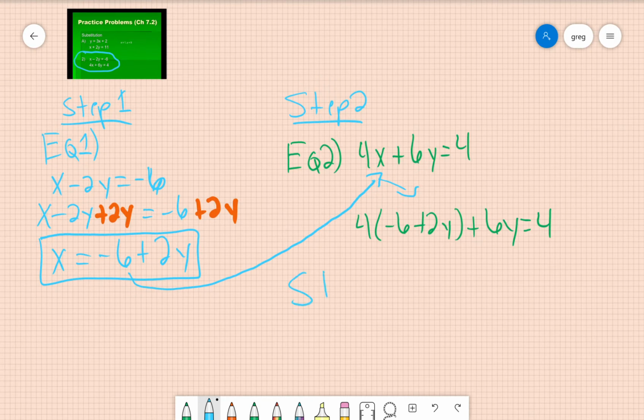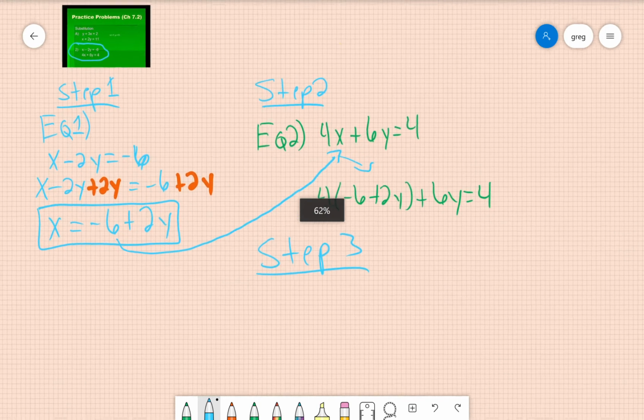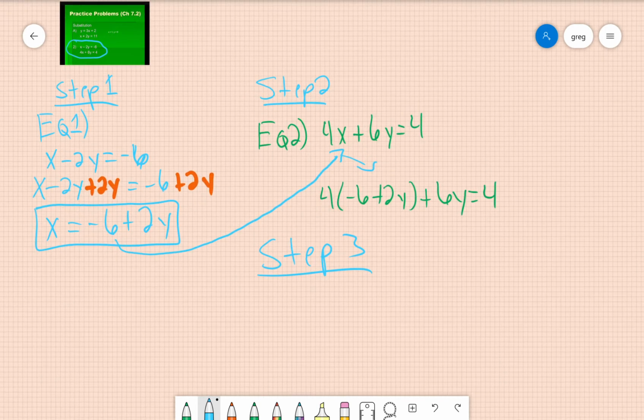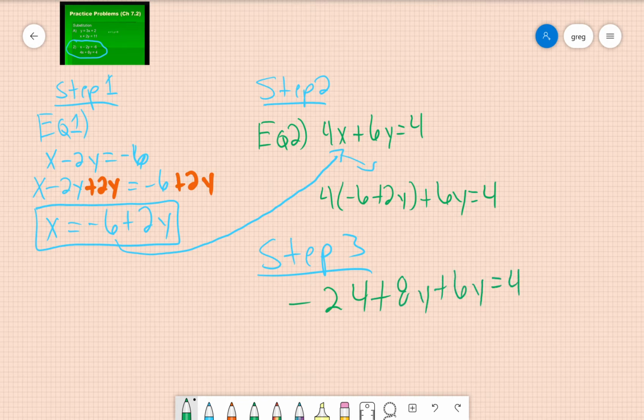Yes, so now I'm on step 3. Now I have to actually find the value of that remaining variable. I have y left, so I have to find the numerical solution for y. Josue, talk me through how I'm going to solve this for y, please. You distribute. Okay, what is it going to be? Negative 24 plus 8y plus 6y equals 4. Okay, keep going.